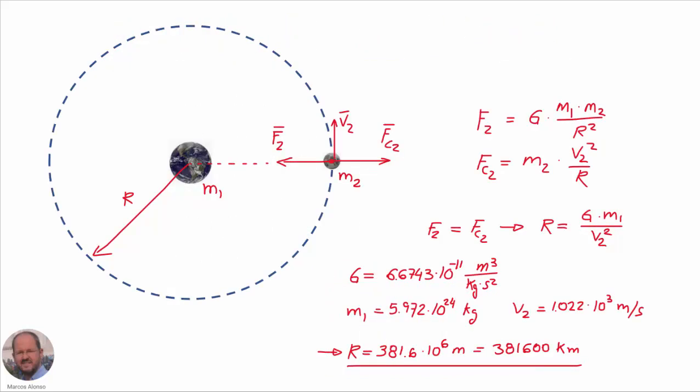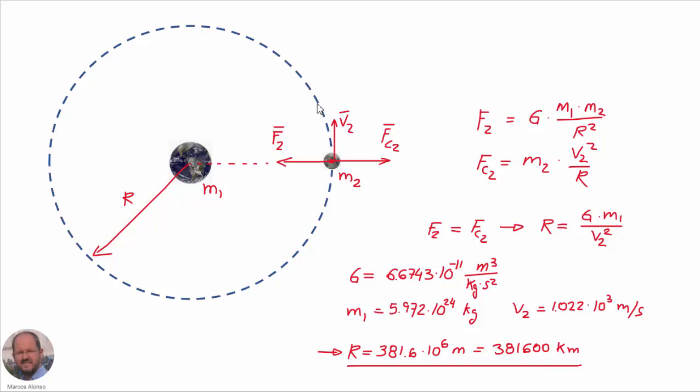This is the common Earth-Moon system that we study in secondary school. The Moon is orbiting around the Earth following a circular orbit. Then we have the force that the Earth is exerting on the Moon, which is this force here, F2, with this value using the gravitational law. And then we have the centripetal force on the Moon due to the circular movement, which has this value here.